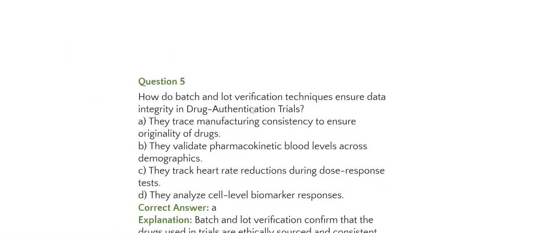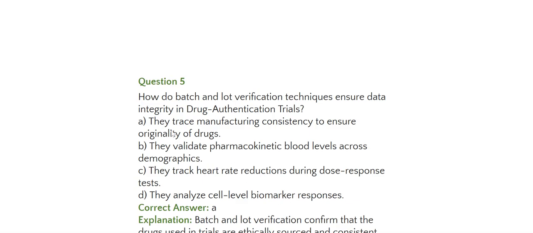Question 5: How do batch and lot verification techniques ensure data integrity in drug authentication trials? A, they trace manufacturing consistency to ensure originality of drugs. B, they validate pharmacokinetic PK blood levels across demographics. C, they track heart rate reductions during dose response tests, or D, they analyze cell level biomarker responses.